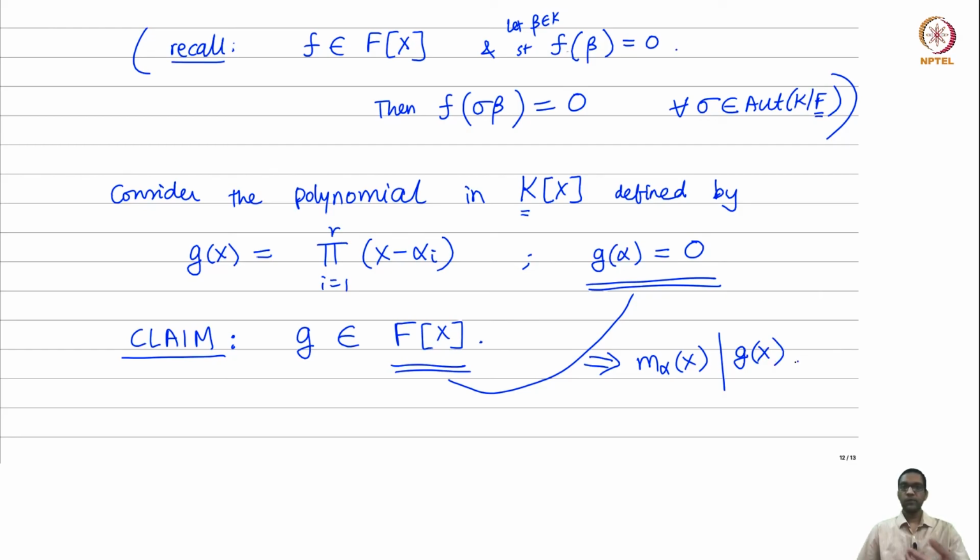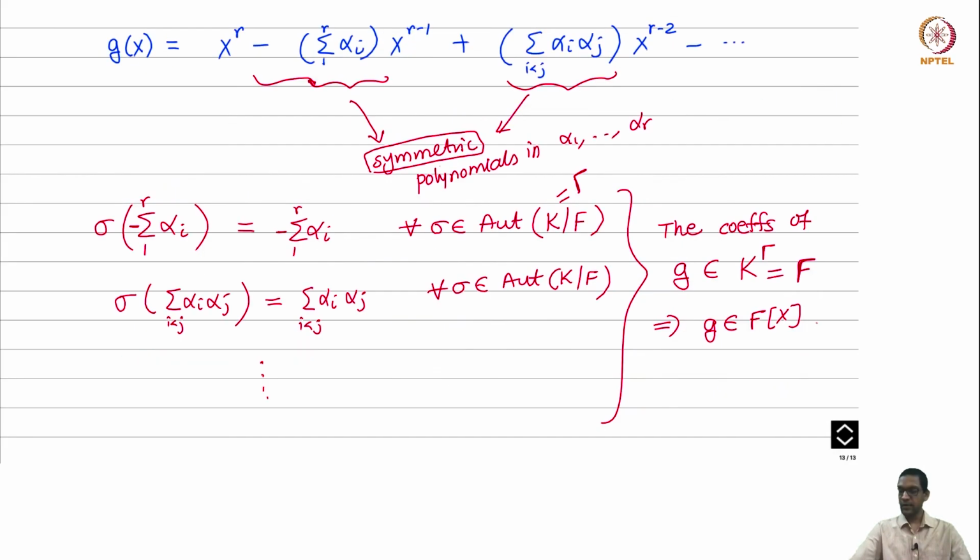The minimal polynomial always divides any other polynomial in F[x] which has alpha as a root. Okay, great. Now why is that what we want? Well, let's just analyze this a little bit. If you look at m alpha of x on the one hand and g of x on the other, g of x is just the product. So let's write g of x out.